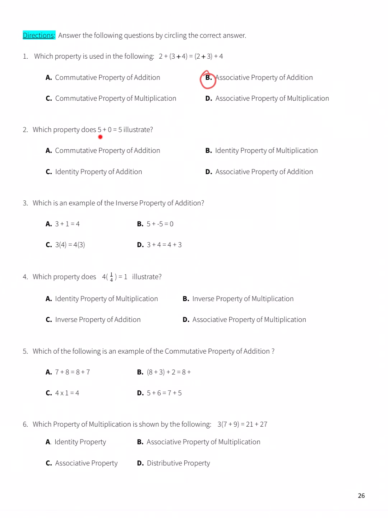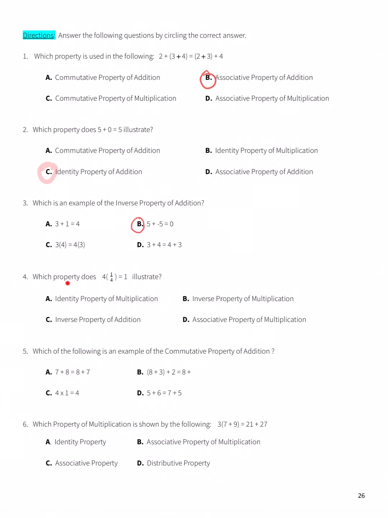Next one, which property does 5 plus 0 equals 5 illustrate? Well, we know it's addition and it's keeping the same identity. A number plus 0 equals the same number. That is the identity property of addition. It kept its identity. Next, we have, which is an example of the inverse property of addition? With the inverse, it's when you're adding the opposites to get 0. So your answer would be B. 5 plus negative 5 equals 0. 5 and negative 5 are opposites, and the answer is 0.